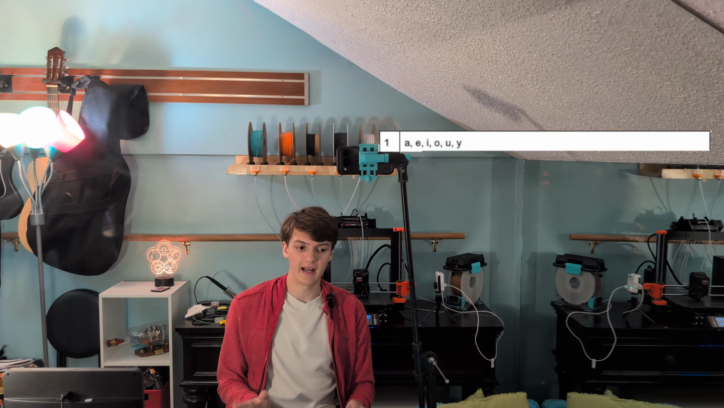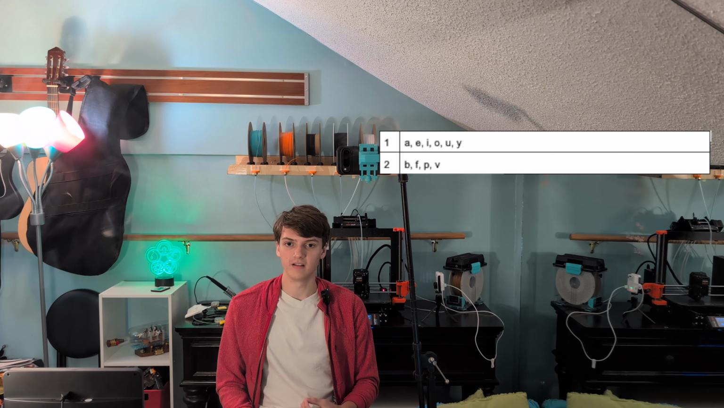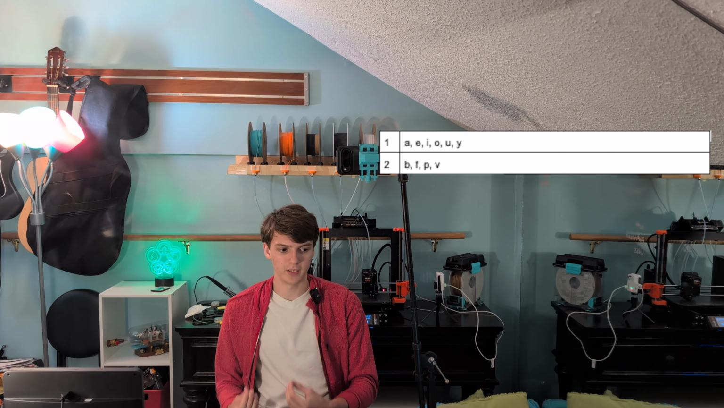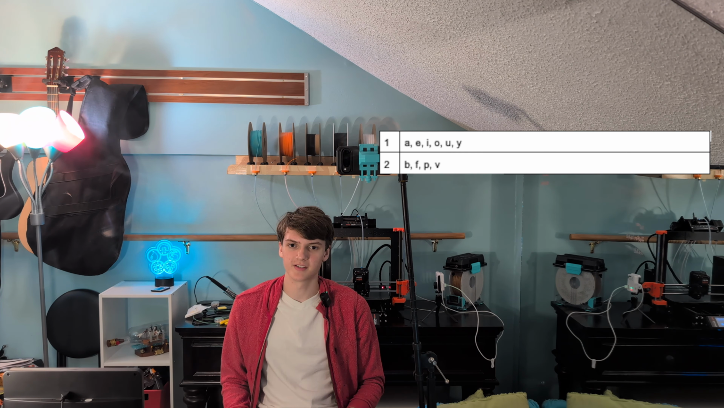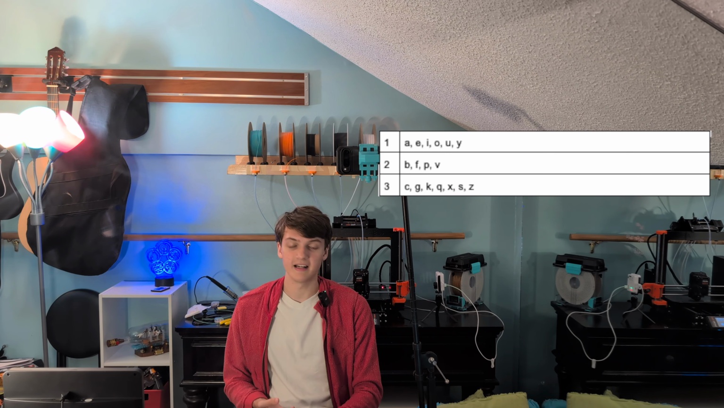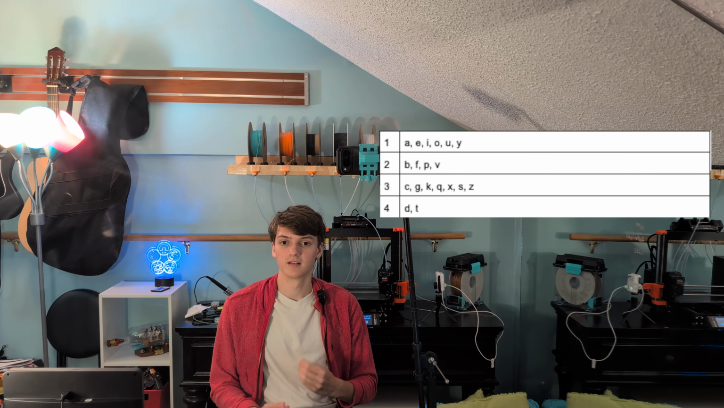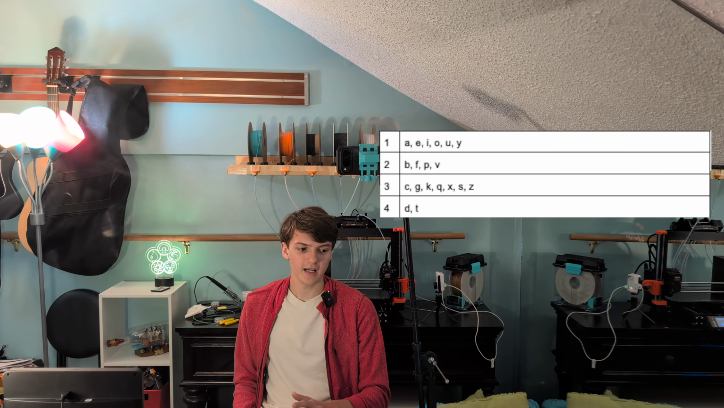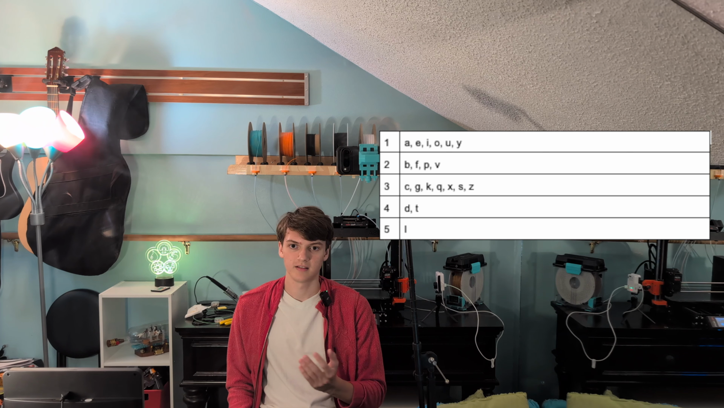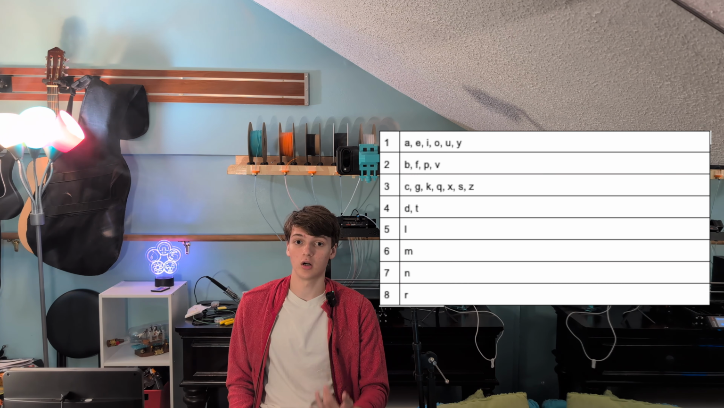1 was for all the vowels, including Y. 2 was B, F, P, V, all very similar sounds. 3 was C, G, K, Q, X, and S, a K or an S sound. 4 was D or T. 5 was an L. 6 was an M. 7 was an N. And 8 was an R.